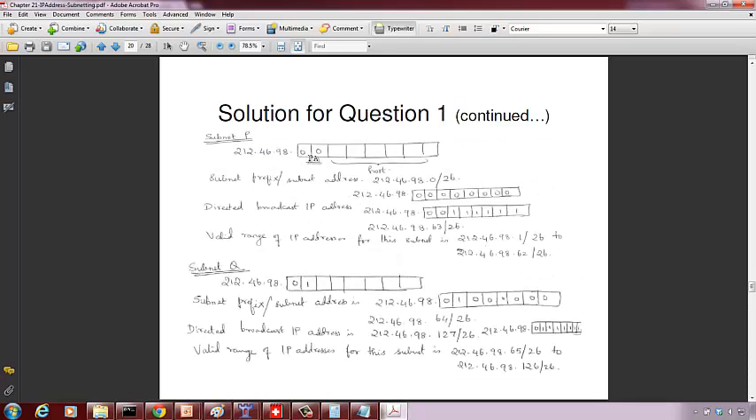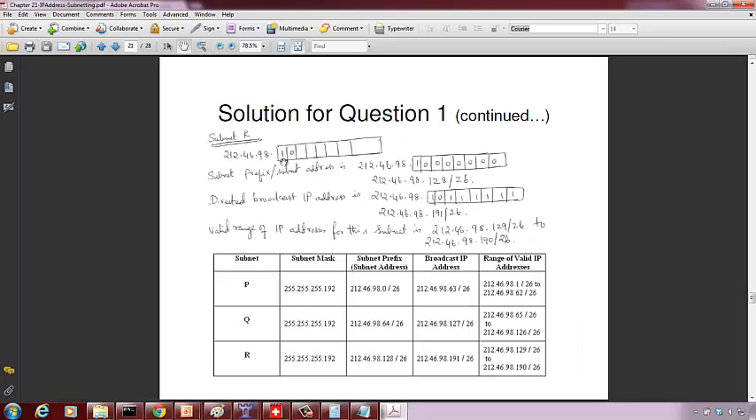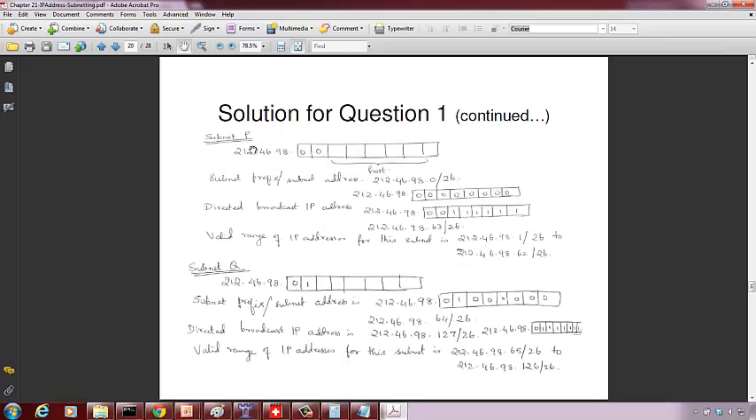So what we are going to do, as I show here, is use 0, 0 as the 2 bits for the subnet part. It's fixed for subnet P. 0, 1 are the 2 bits for subnet Q. 1, 0 are the 2 bits for subnet R. So once we do that, we need to come up with these 3 things for each of these subnets.